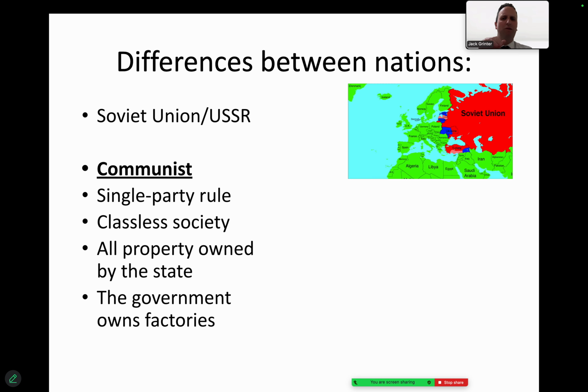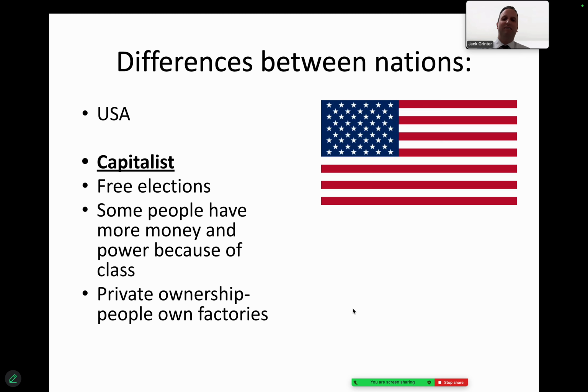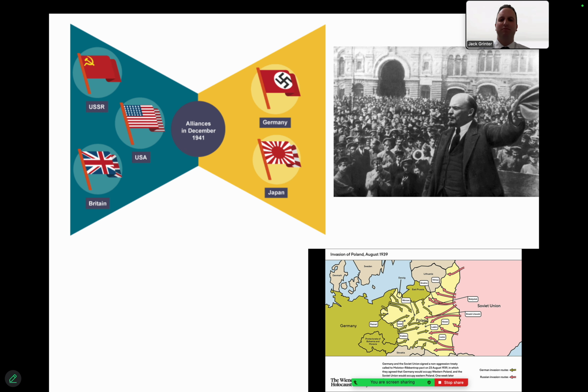But with communism in the Soviet Union, all property and all the means of production were owned by the state, the government. So the government had a lot more control over people's lives in the Soviet Union. In the United States, it was capitalist, with freedom of elections, more inequality though, but crucially private ownership. And this is going to be one key feature of the Cold War, them both wanting to spread their ideology to other countries in the world. We can call that expansionism.